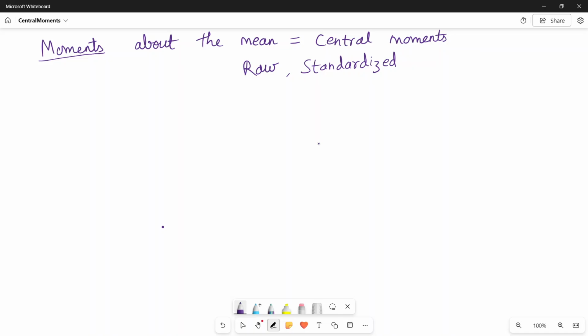So we'll focus on four central moments. The first central moment, the symbol is M1 and the formula is 1 upon n, where n is the total number of data points, summation i goes from 1 to n, xi minus x bar. So your data is xi, x bar is the mean. Now we are not squaring this difference. We are not taking any absolute value over here.